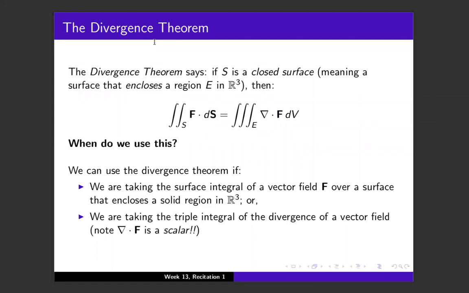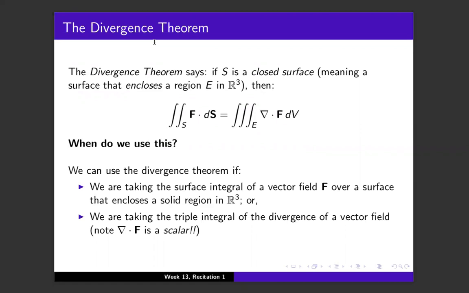Well, when are we allowed to use this theorem? Well, we can use it in two different circumstances. If we're going in the forward direction of this equation, then we can do this whenever we're taking the surface integral of a vector field over a surface that encloses a solid region in R3. Again, think of spheres and cubes, etc. Or you can use it when you're taking the triple integral of the divergence of a vector field.